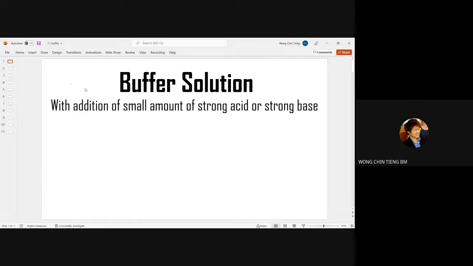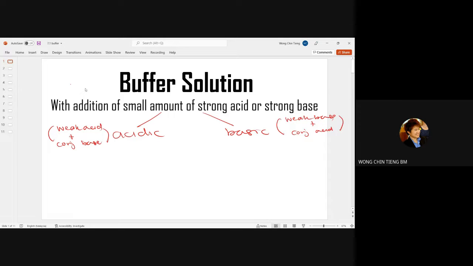So as a reminder, buffer solution, we have 2 types. We have our acidic buffer and also our basic buffer according to their recipe. Look at what is in the beaker, right? Your acidic buffer, obviously, has the presence of your weak acid and also the conjugate base. And vice versa, your basic buffer will be the weak base plus the conjugate acid. And the most important thing, 2 important things of tonight, is the formula.